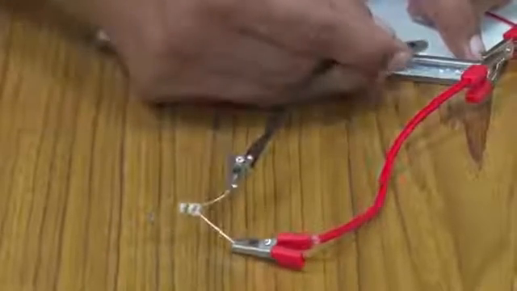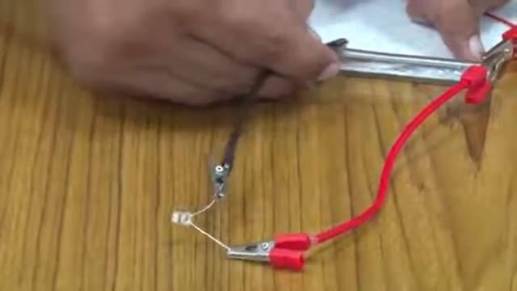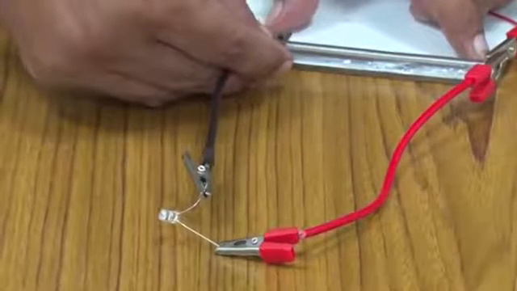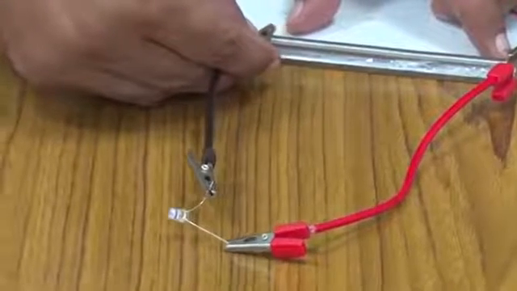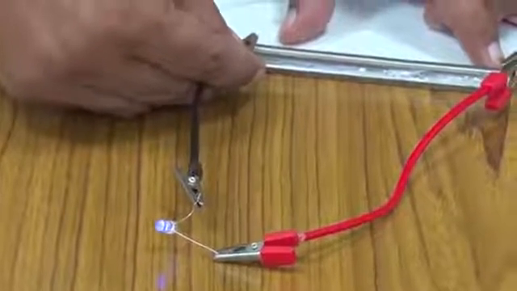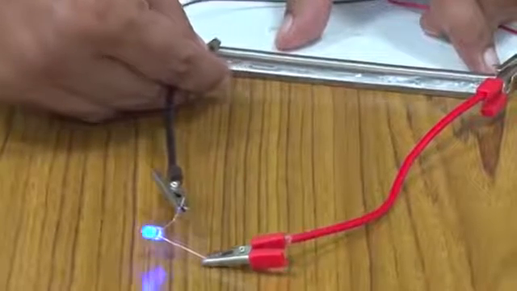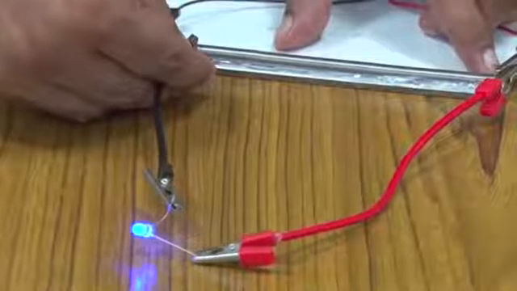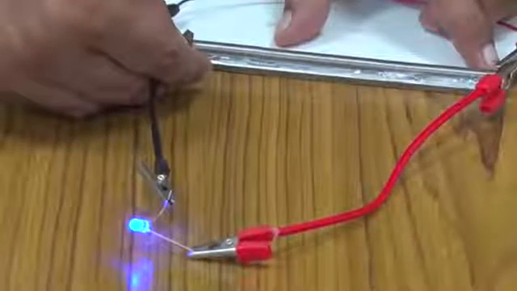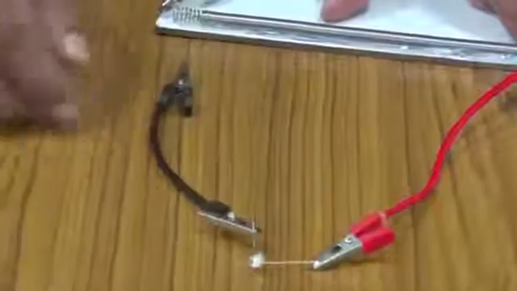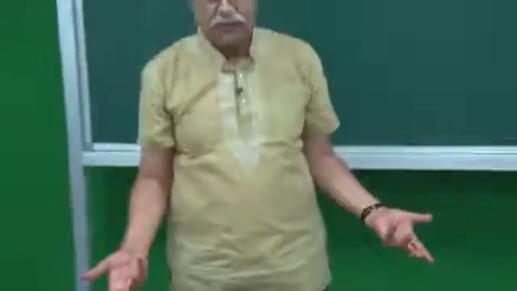Alright. So, to glow this blue LED, I have to use a much larger length of this heater coil. See, now it has started glowing a little bit, and here it is. And if I do it in reverse, it will not glow, because it is a diode.